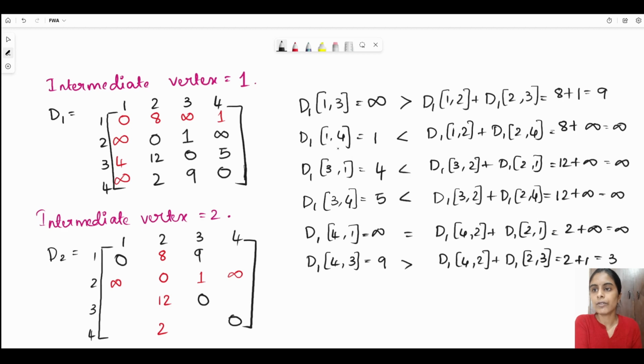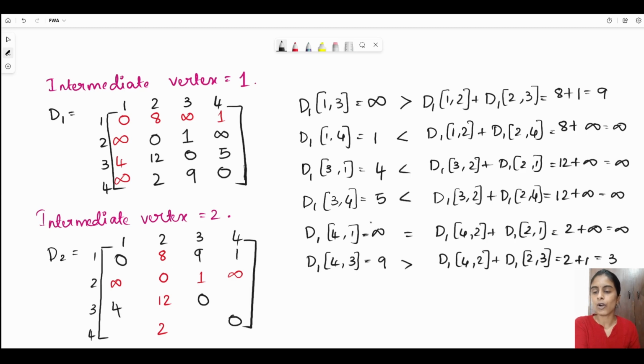Now in the next case we have D1 of 1, 4 is equal to 1 and now through vertex 2 it is D1 of 1, 2 plus D1 of 2, 4. So that is 8 plus D1 of 2, 4 is infinity. So 8 plus infinity gives me infinity. Clearly 1 is less than infinity. So my entry here is 1. Again for the next one we need 3, 1. So D1 of 3, 1 is 4 and D1 of 3, 2 is 12 plus D1 of 2, 1 is infinity. So 12 plus infinity is infinity. Clearly 4 is less than infinity, so we enter 4.